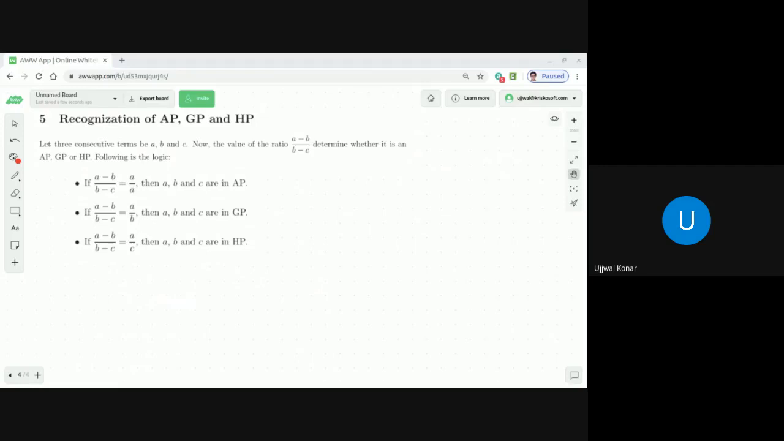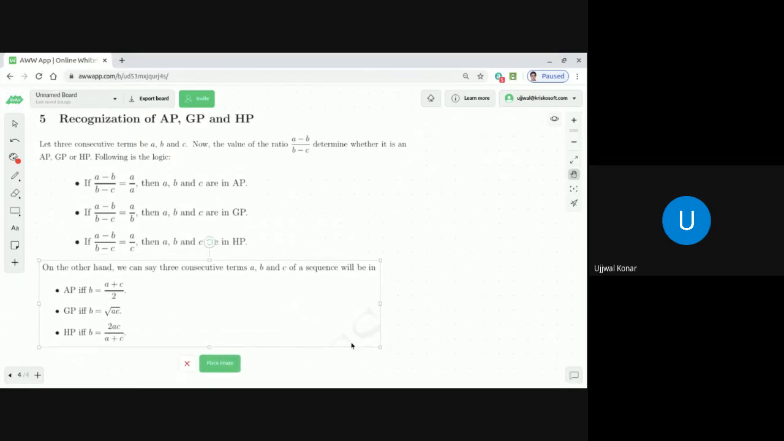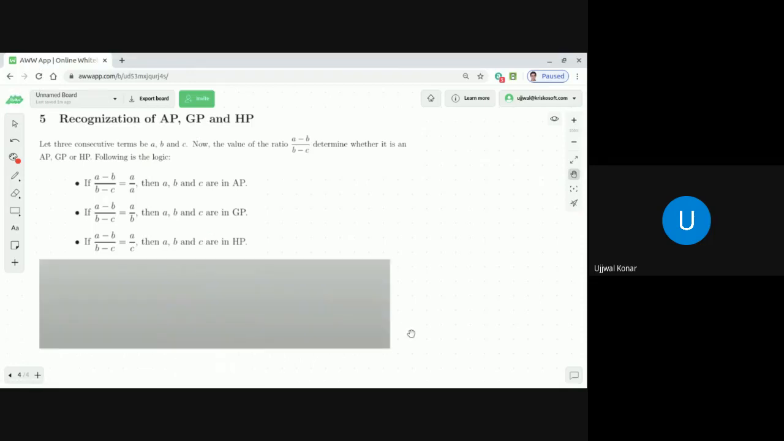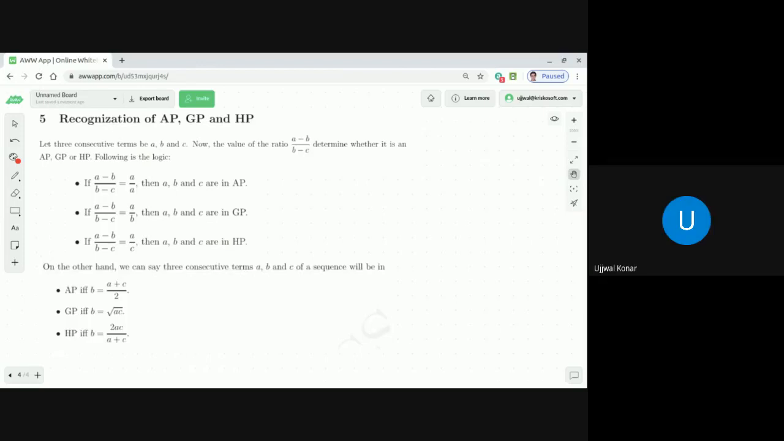In fact, I touched base on this particular point earlier also. If you recall, two numbers can always be said to be in arithmetic progression, geometric progression, or harmonic progression. Now, when there are 3 numbers, 3 consecutive terms A, B, C of a sequence will be in arithmetic progression if B is equal to (A plus C) by 2. They will be in geometric progression if B is equal to square root of A into C. And they will be in harmonic progression if B is equal to 2AC by (A plus C).